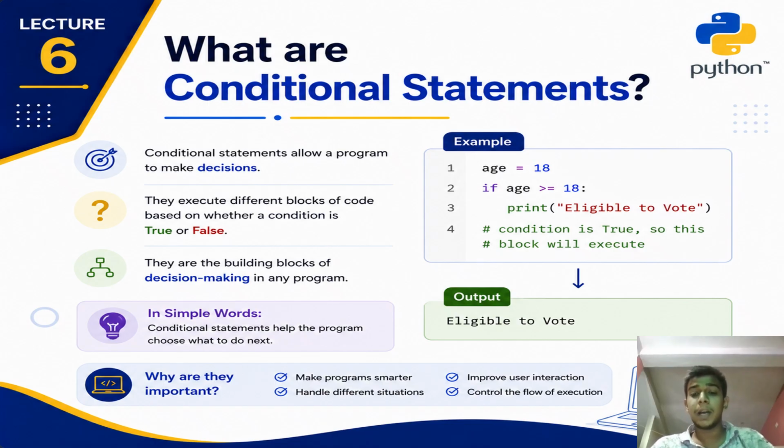We can verify if a password is correct or not. We can decide whether a person is eligible to vote. We can check if a number is positive or negative. These kinds of decisions are used in almost every real-world application. So remember this simple definition. A conditional statement helps a program make decisions by checking whether a condition is true or false.